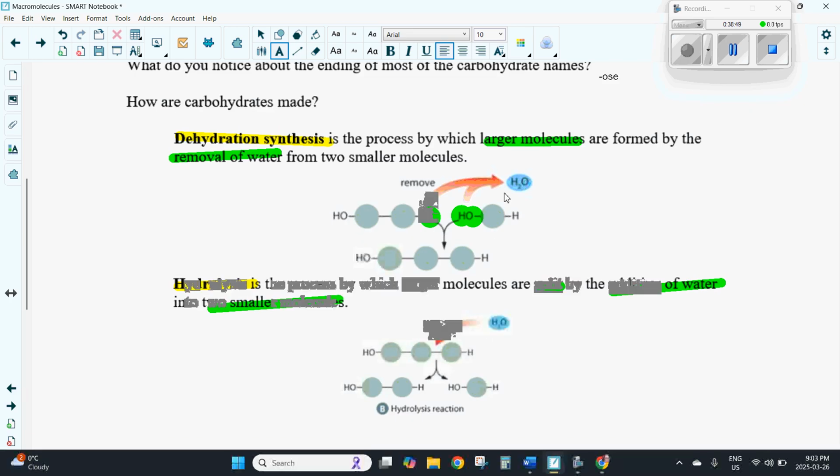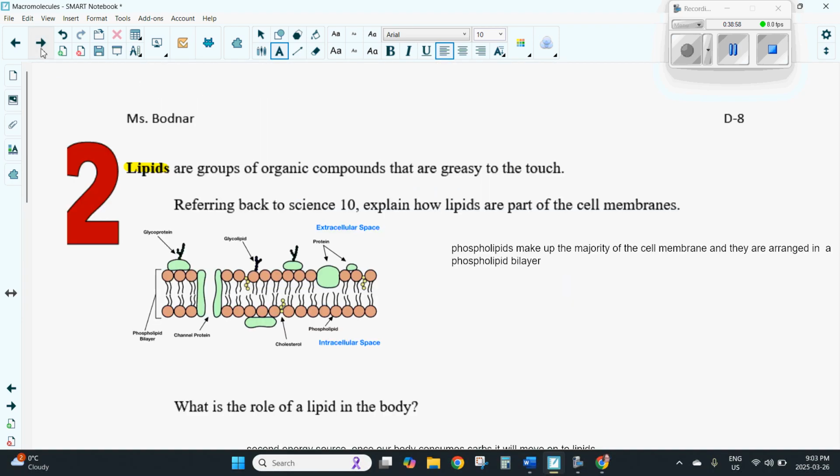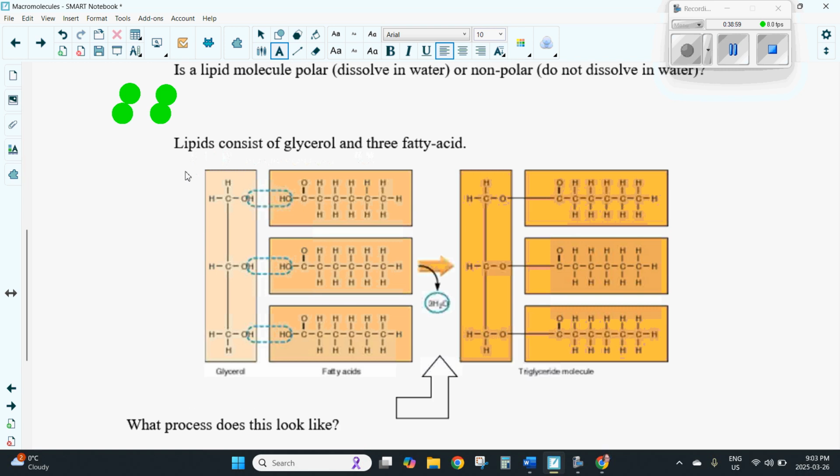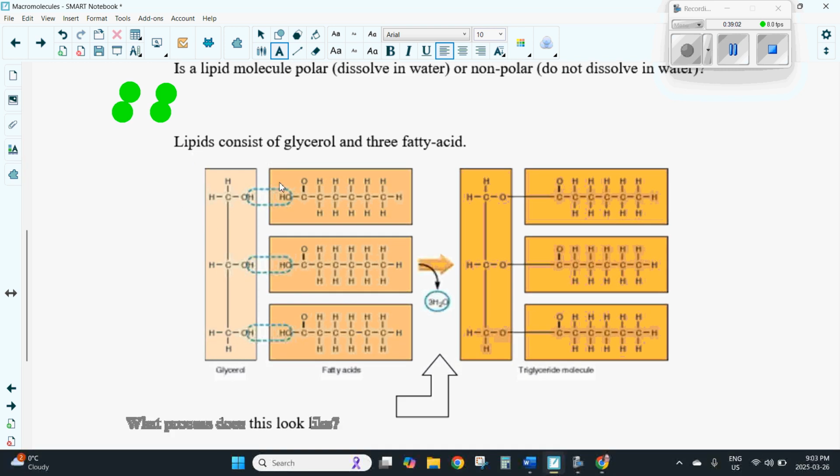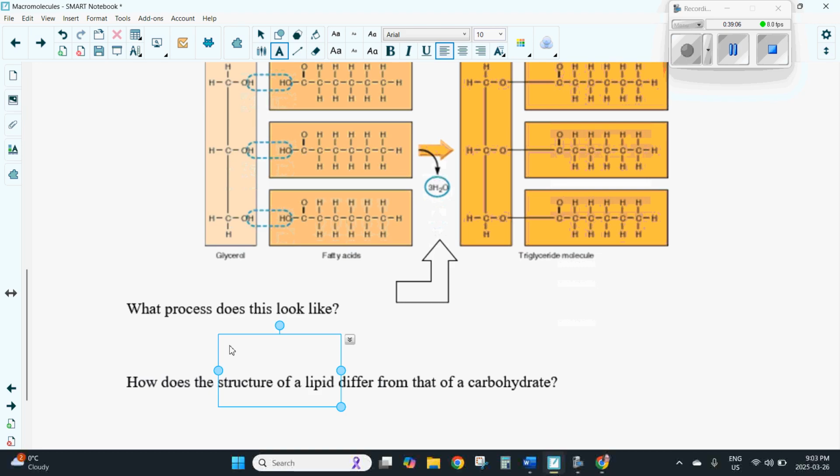Water leaving the reaction represents a, pause for dramatic effect, dehydration synthesis reaction. Okay, so you're making a bigger molecule from two or more smaller molecules. So this represents dehydration synthesis.